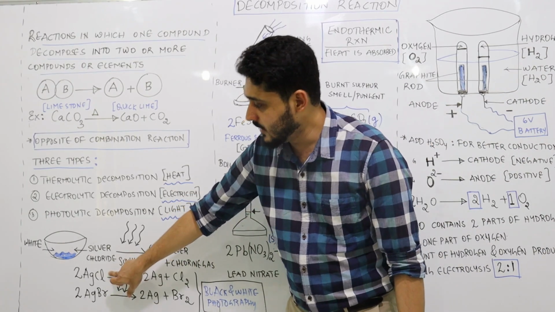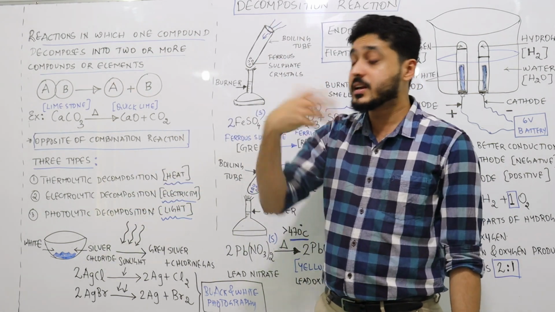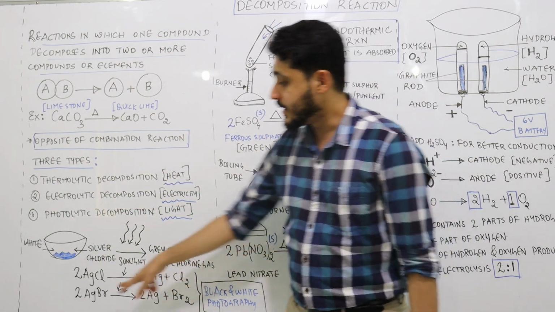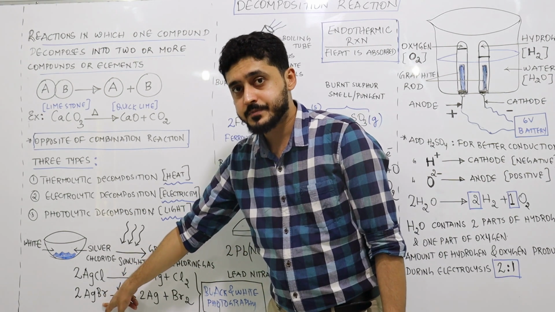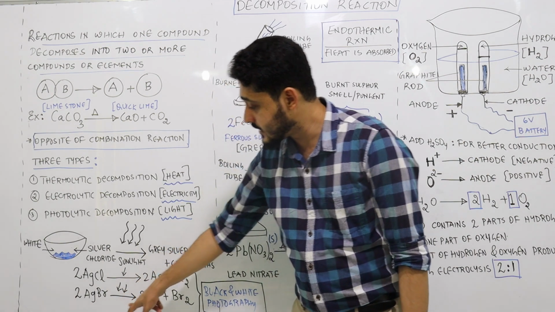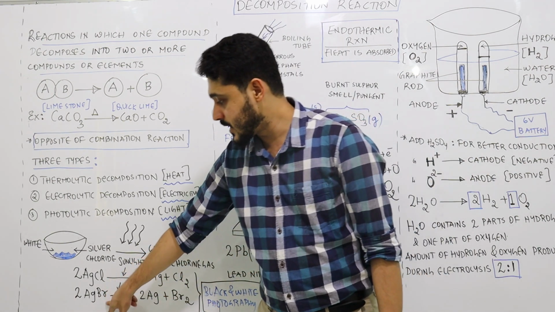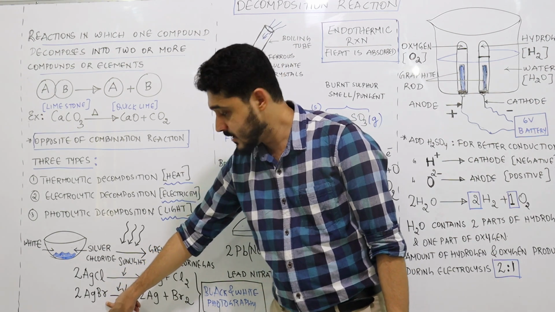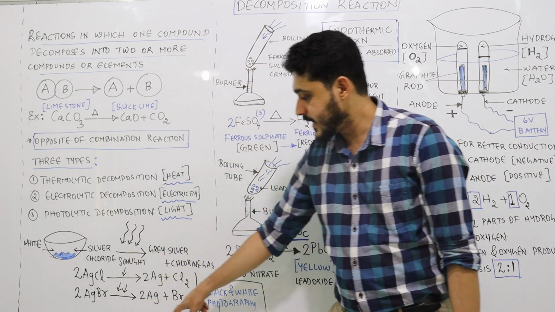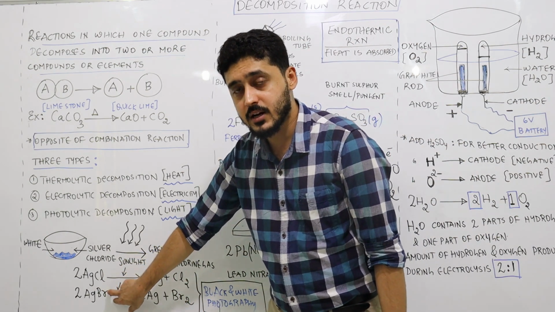Now AgCl upon sunlight gets decomposed to silver and chlorine. Now silver bromide, in the same way, using sunlight, gets converted to grey silver and bromine gas. This brown or black colored silver bromide will get converted to silver and bromine gas. AgCl is white, while silver bromide is brown or black in color.